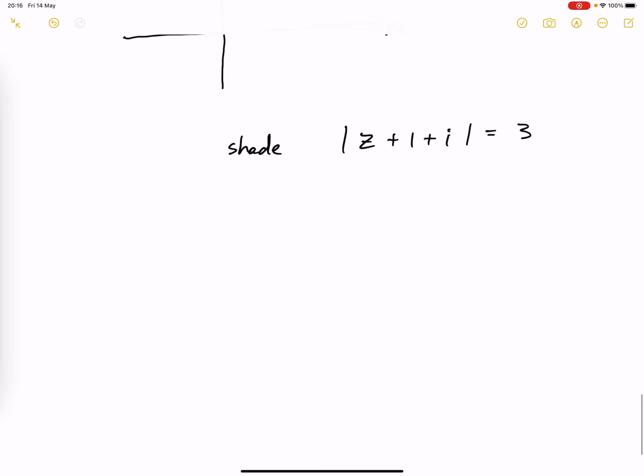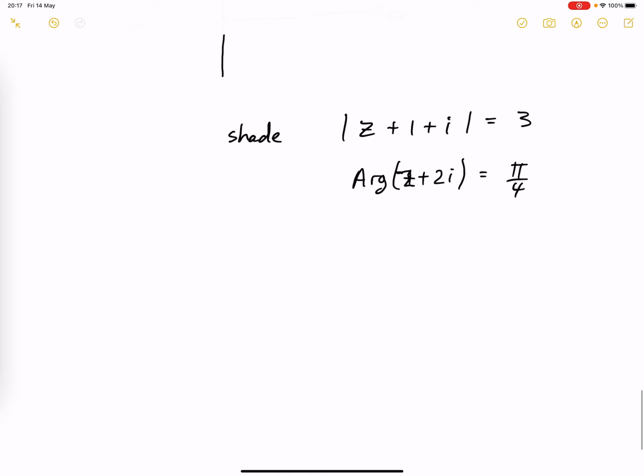And shade the region enclosed by that, and the argument of z plus 2i is equal to pi by 4. I'm choosing pi by 4 because it's a nice angle, and it makes my example easier.